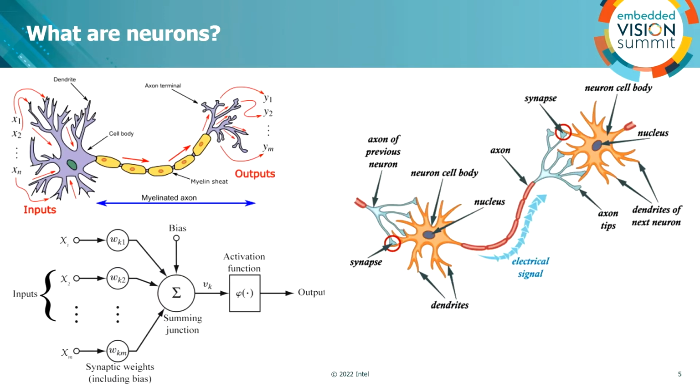So I'll go to the next slide. Now we are talking about what neural networks are. Neural networks are basically about mimicking how the human brain works.